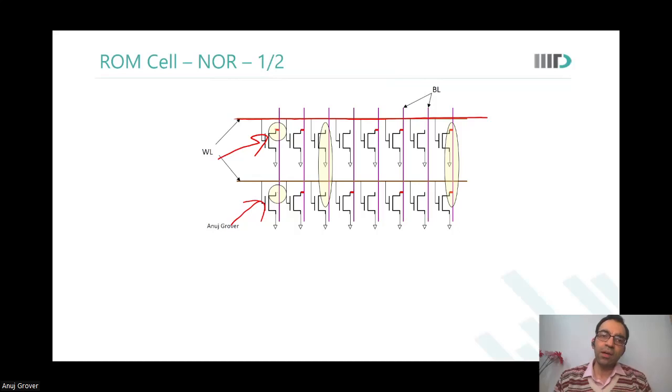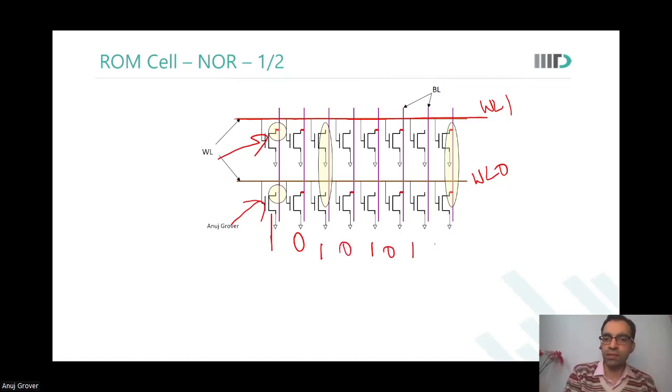Okay, tell me one thing. When I select word line 0, let us say the bottom one is word line 0 and the top one is word line 1, what will I read if I select word line 0? 1 0 1 0 1 0 1 0. If word line 1 was selected, what would I read? 0 0 0 0 1. Yeah. So that is how we have programmed the memory there. Got it. Okay.